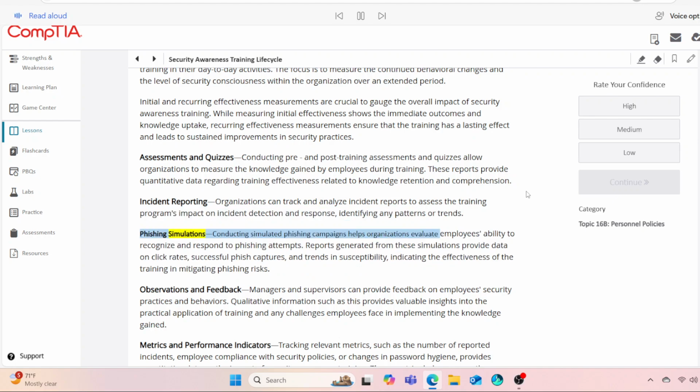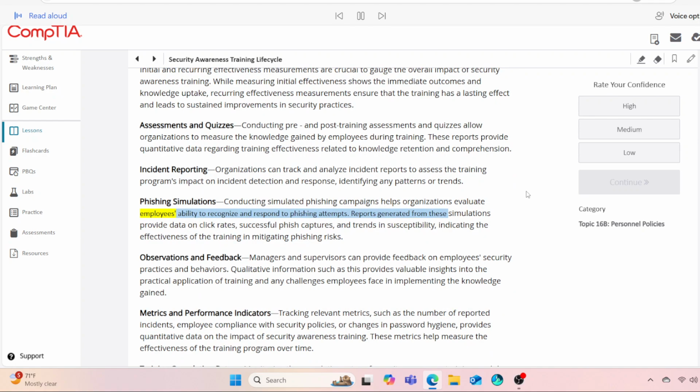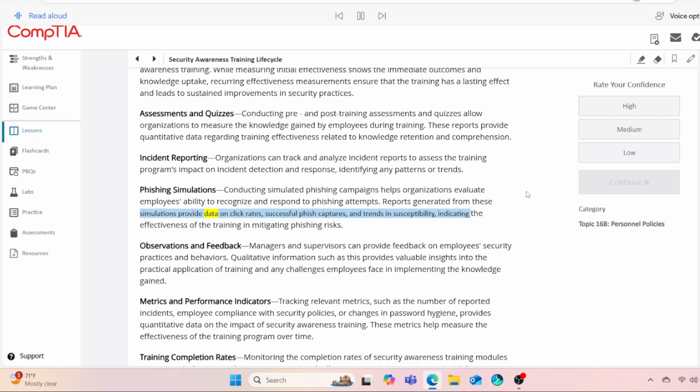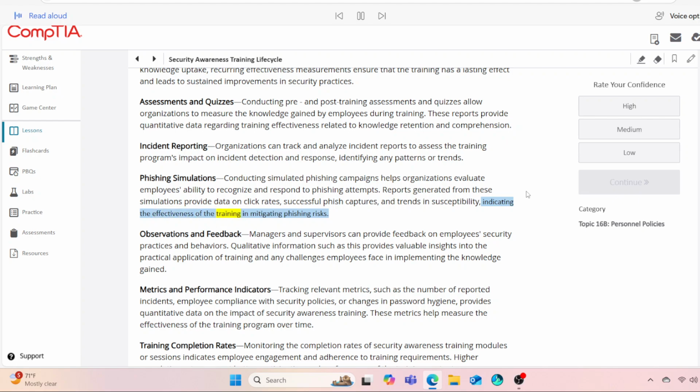Phishing simulations. Conducting simulated phishing campaigns helps organizations evaluate employees' ability to recognize and respond to phishing attempts. Reports generated from these simulations provide data on click rates, successful phish captures, and trends in susceptibility, indicating the effectiveness of the training in mitigating phishing risks.